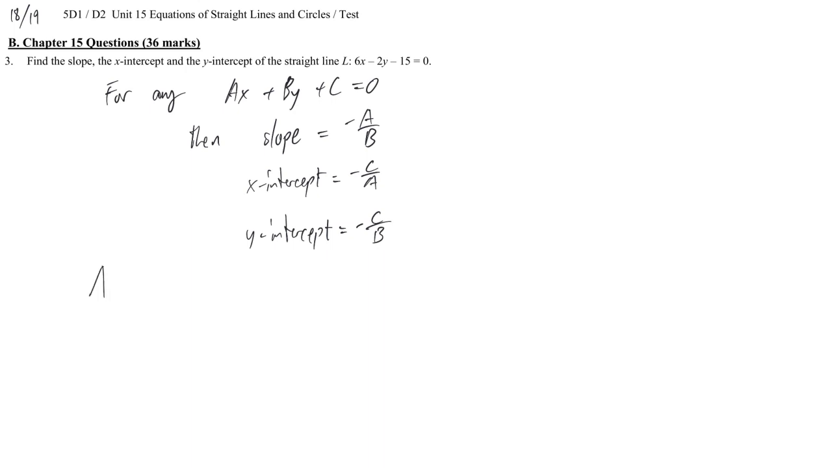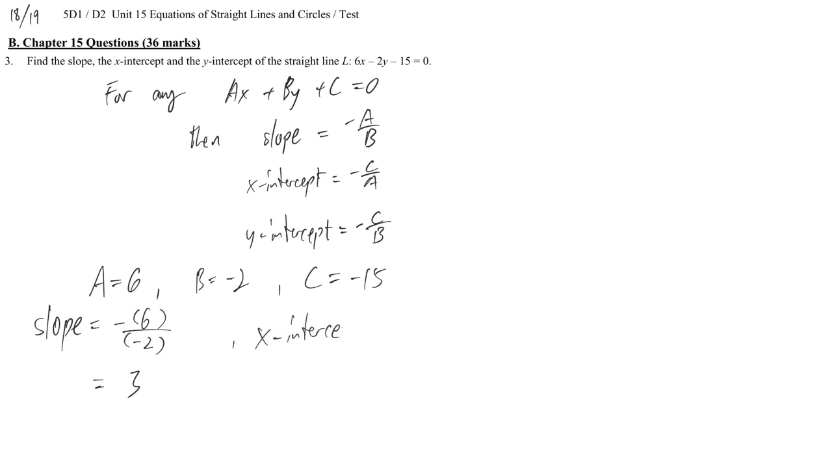So in this case, we have some preparation work. A represents the coefficient of x, which is 6. B is the coefficient of y, negative 2. C is the constant, negative 15. So if we apply the formula directly, slope is negative something over something. A is 6 while b is negative 2. So we have positive 3, the same as our previous calculation.